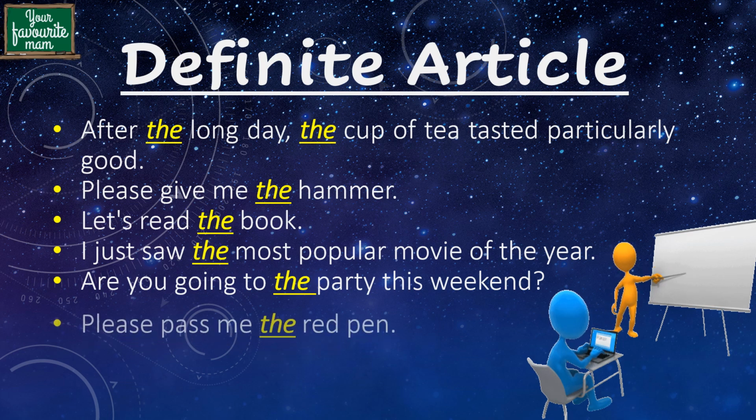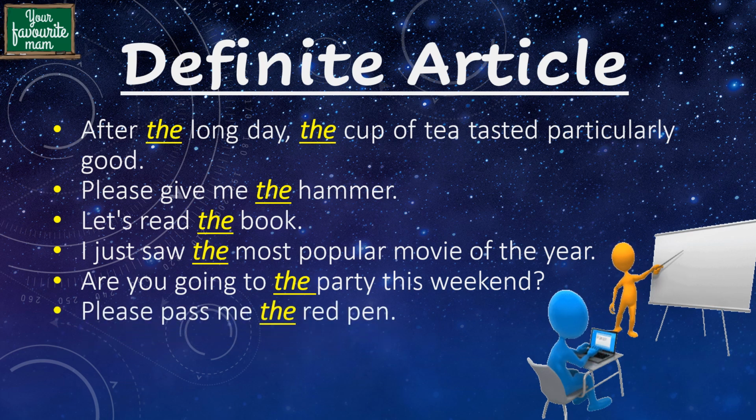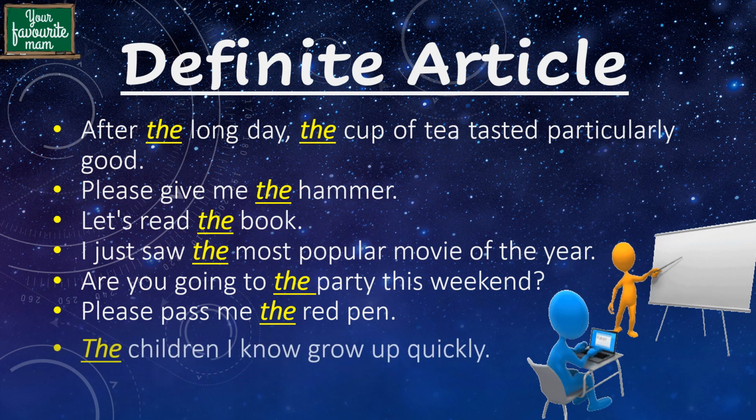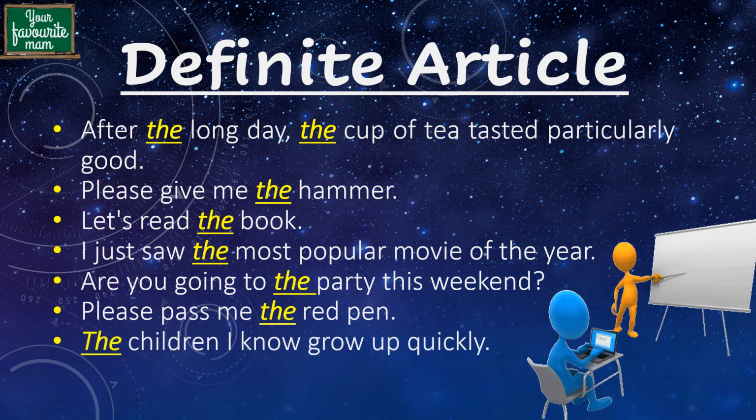For example, please pass me the red pen. Here we are talking about one specific red pen. The children I know grow up quickly. Here we are talking about the children that we know. He looked up at the sky. There is only one sky, and that's why we have used the definite article the here.